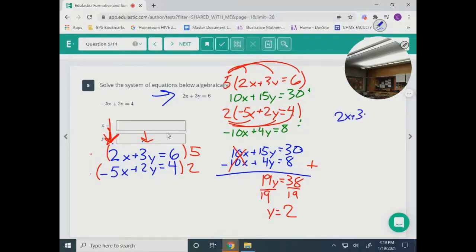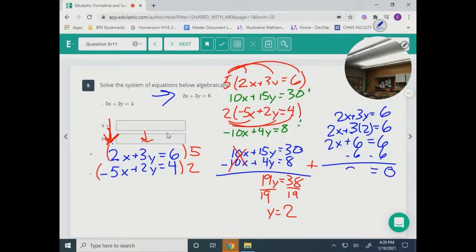2x plus 3y is equal to 6. I have 2x plus 3 times 6 is equal to, substituted the wrong number in there. You caught me. 3 times 2 is equal to 6. 3 times 2 is 6 is equal to 6 plus 2x. Minus 6 minus 6, I get a 0 is equal to 2x. Divide by 2, divide by 2, x is equal to 2.